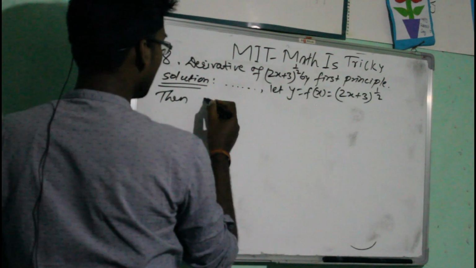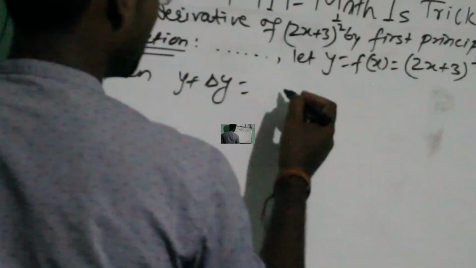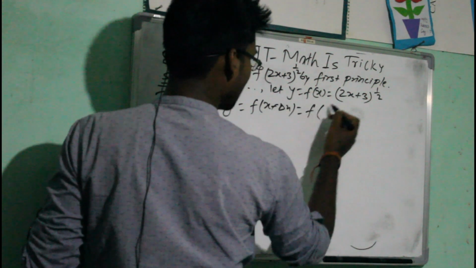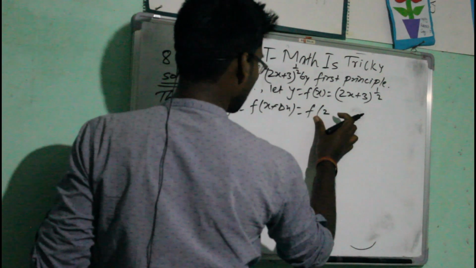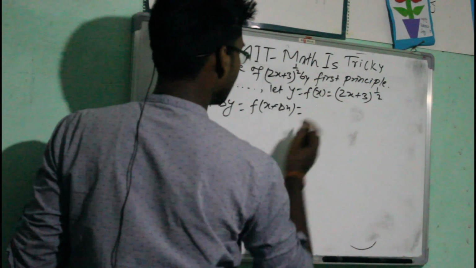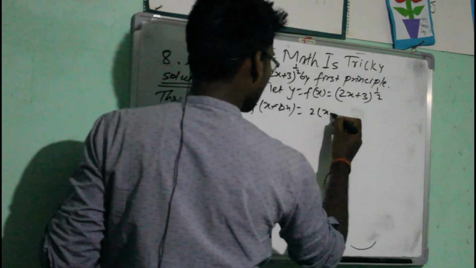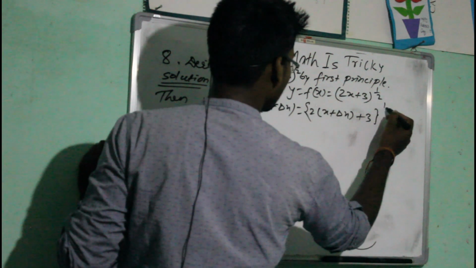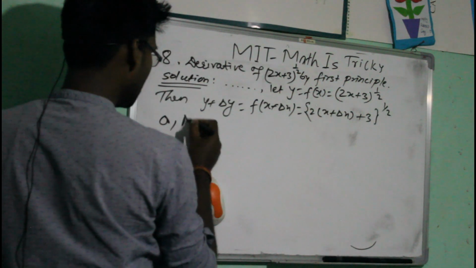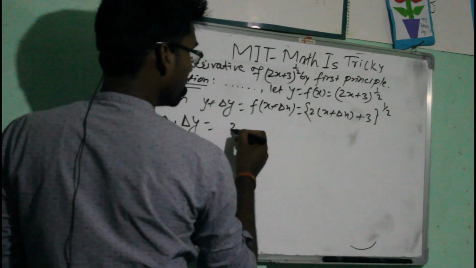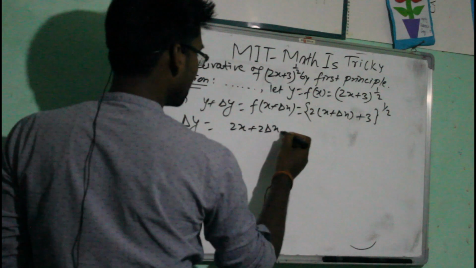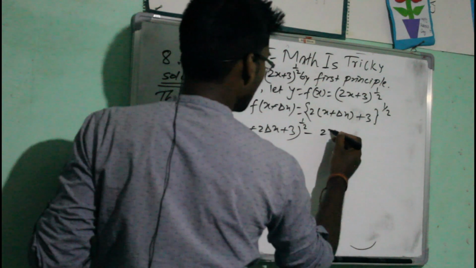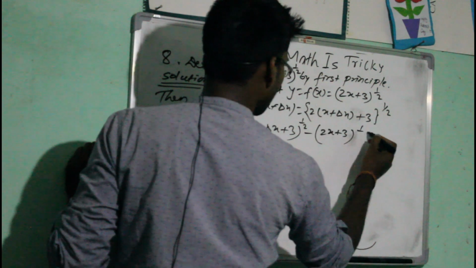Then we can write here y plus delta y equals f of x plus delta x, that is f of, replace x by x plus delta x. So simply we can write here 2 times x plus delta x plus 3 whole power 1 by 2. Or we can write here delta y equals 2x plus 2 delta x plus 3 whole power 1 by 2 minus y, that is (2x plus 3) power 1 by 2.